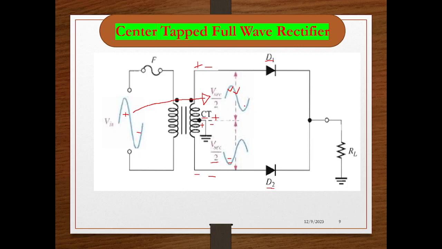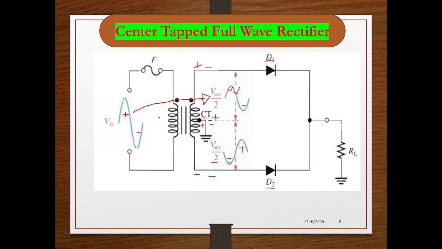Above the center tap you are getting negative cycle, and below the center tap we are getting positive cycle, as a part of which diode D1 gets reverse bias during input negative cycle, and diode D2 becomes forward bias during input negative cycle. Fine. So this is the operation of how the center tap transformer is working in this center tap full wave rectifier.